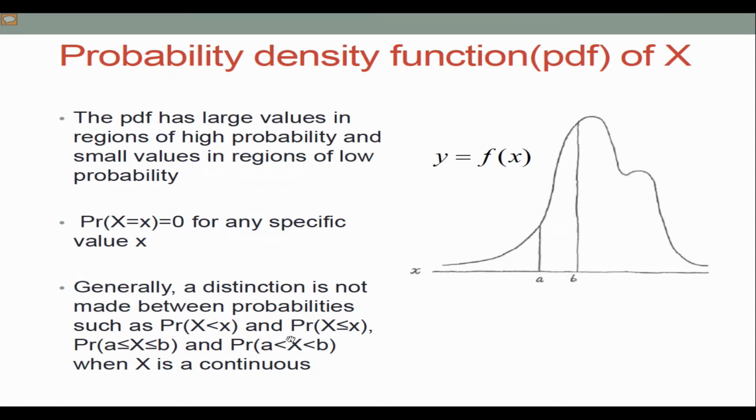And also because at each specific value x, its probability is 0, generally there's no difference between the probability for x less than a number or less than or equal to a number. Because at that equal sign, at a specific value, there's no probability, it's 0.